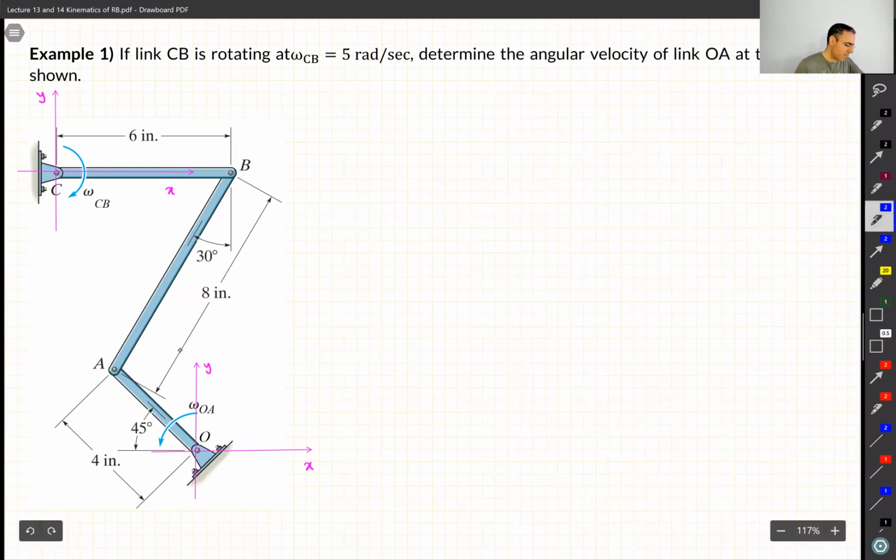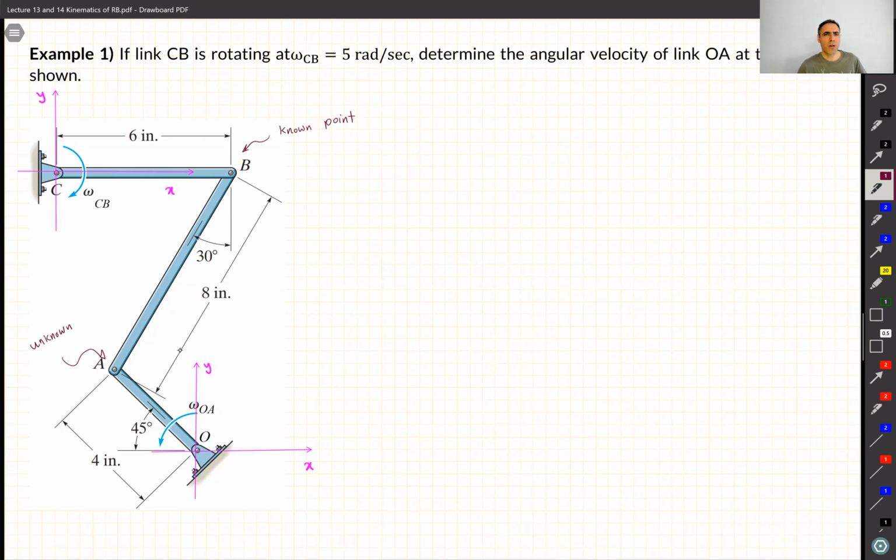And let's look at AB. Always start with these things to consider. Point B, we know the information for point B. We know its speed because we know omega CB. So let's call it a known point. But point A, we don't know anything about it. We don't know how fast it moves because we don't know omega OA. It is unknown. In the problems that we solve in this chapter, there is always a point that we know its information and a point that we don't know anything about. And there should be a link or something that connects these 2 points. This link is AB, obviously.